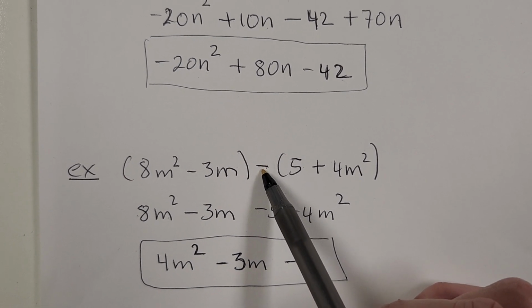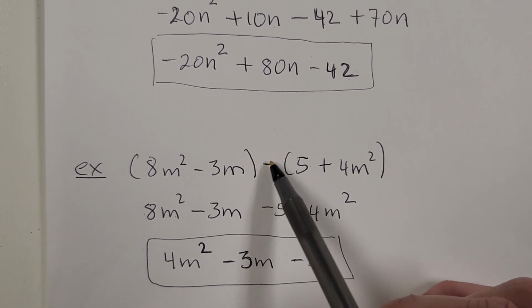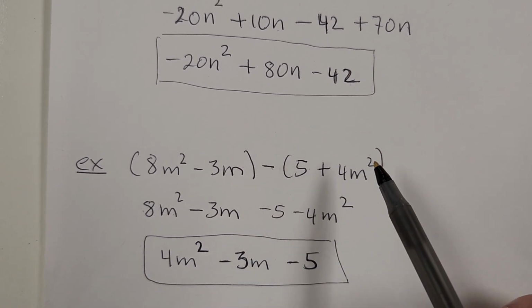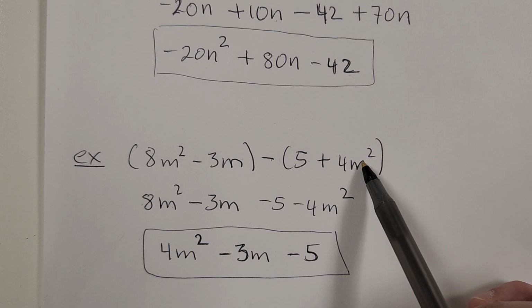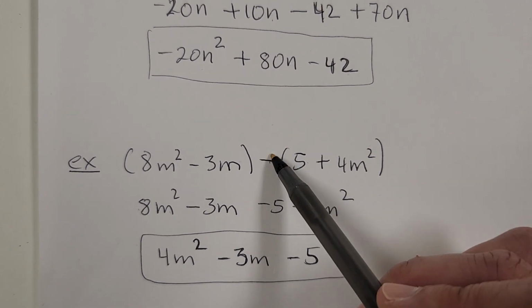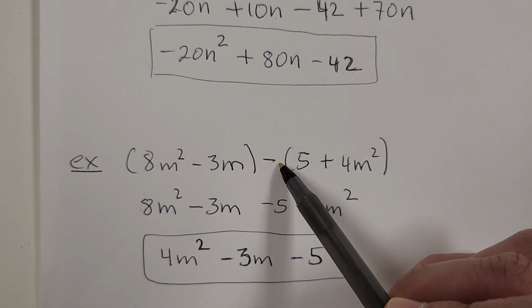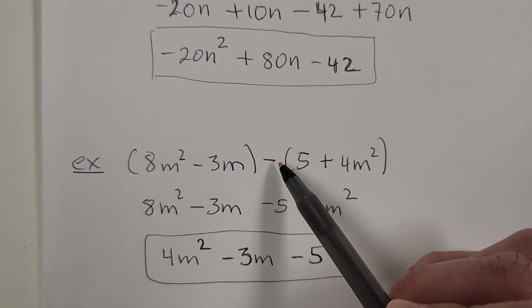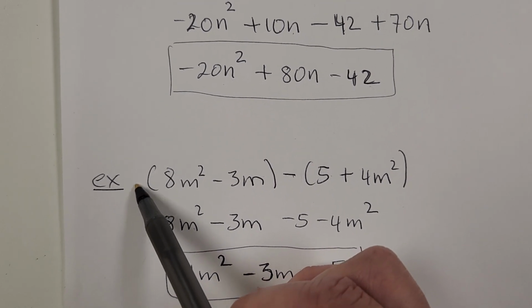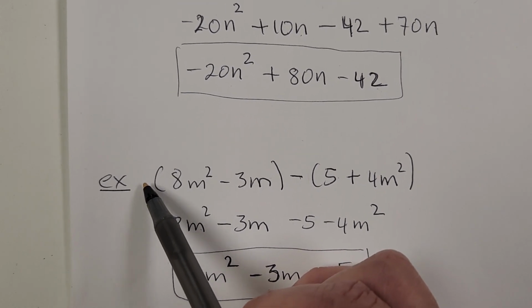But you have to be careful. There's a negative here. So negative 1 times 5 gives me negative 5. Negative 1 times positive 4m squared is negative 4m squared. Again, if there's no number here, it is always a 1. So there's an invisible 1. If there's no number, there's always a 1 there.